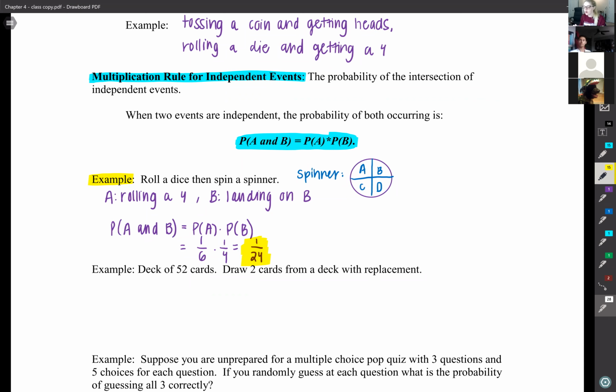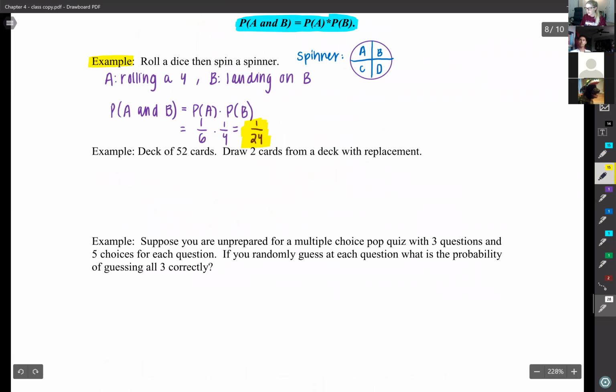Okay, let's try the next example. I'm going to give you guys a few minutes to do this one, but let me explain some of the wording in it. So we have a deck of 52 cards, and we're going to draw 2 cards from a deck with replacement. So let me explain what this means. It means basically I draw 1 card, and then you put the card back in and draw again. And the reason that we say with replacement is because we're trying to talk about independent events here. So we want to replace the card so that when we draw our next one, our first draw doesn't affect the second draw at all. So these are 2 independent draws of a card from a deck.